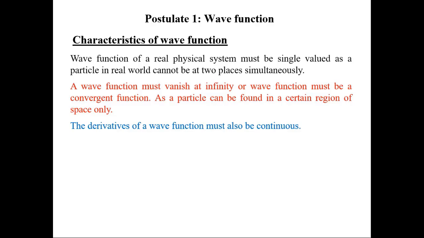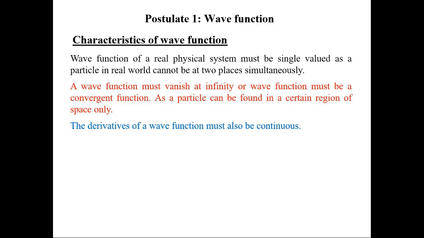And secondly, a wave function must converge or vanish at infinity. This condition ensures that a particle can be found in a certain region of space only. And next, the derivatives of a wave function must be continuous. This condition assures that the probability of the particle's existence does not change abruptly, as in nature nothing happens suddenly.